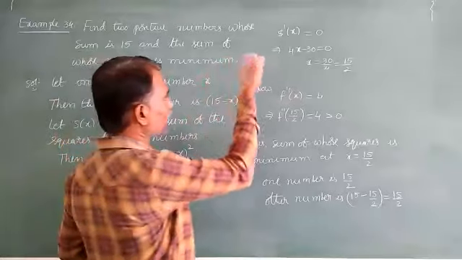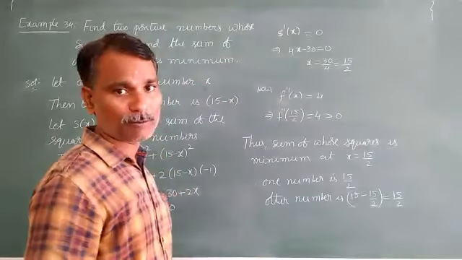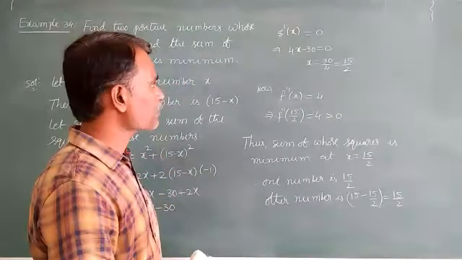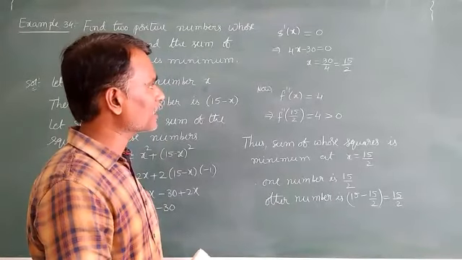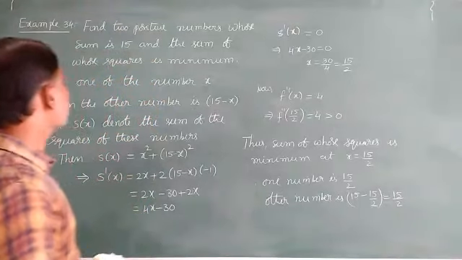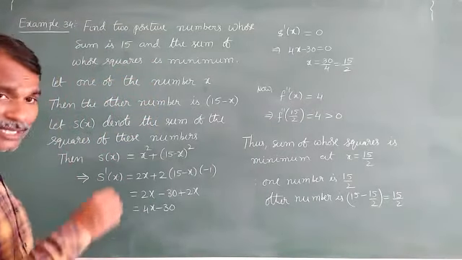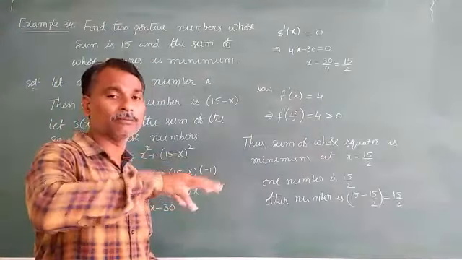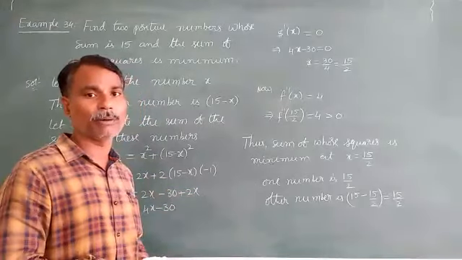Then come to the condition. First derivative equal to 0 gives the critical point. 4x minus 30 equal to 0, so x is equal to 30 by 4, that is 15 by 2. Students, this is not a local maximum. He is asking about the minimum, so we have to prove that this gives the minimum.